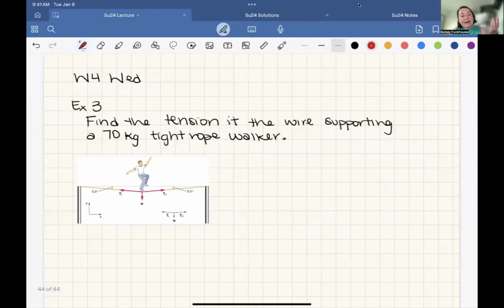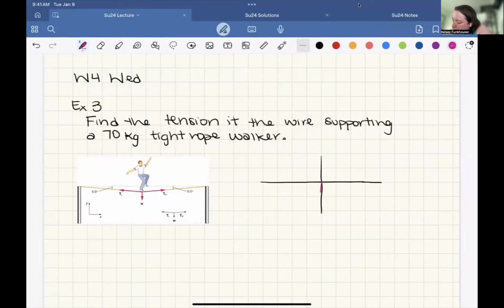Okay, last example, and this time we have numbers, so we can actually calculate something. We have a tightrope walker, and we're asked to find the tension in the wire supporting them, and we're told their mass, which is 70 kilograms. So this one already tells us what forces are acting, because it already kind of draws us a free body diagram here. We have the weight force going down, and then we have these two tension forces going up at a certain angle. So let's draw our free body diagram. I know they gave us one, but I still want to put it on an XY coordinate axis.